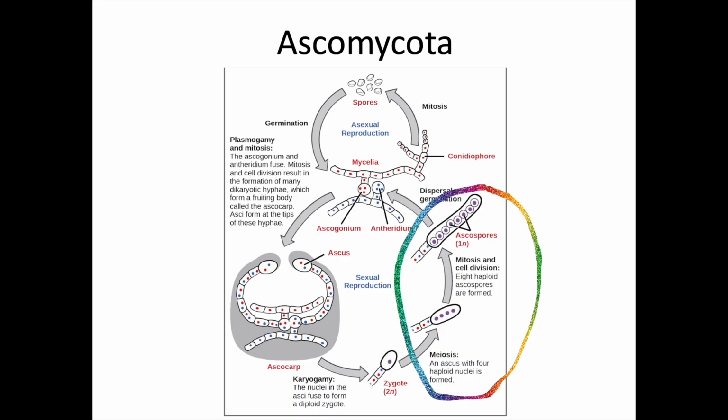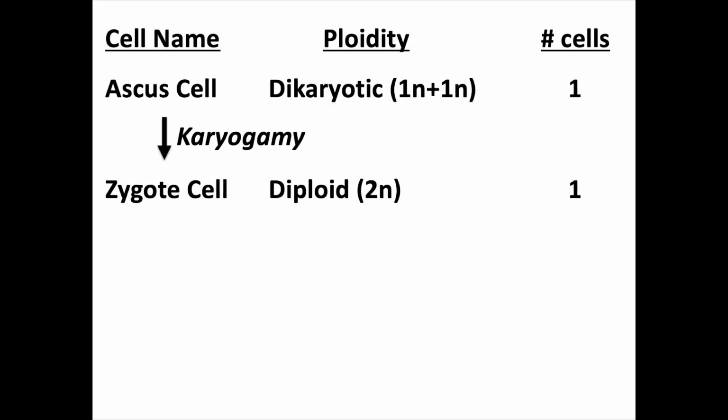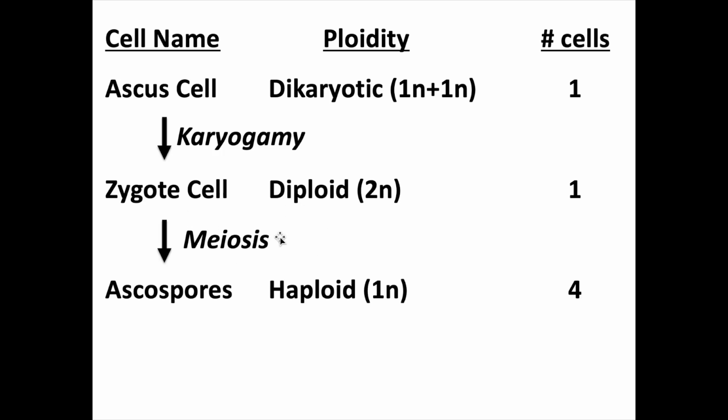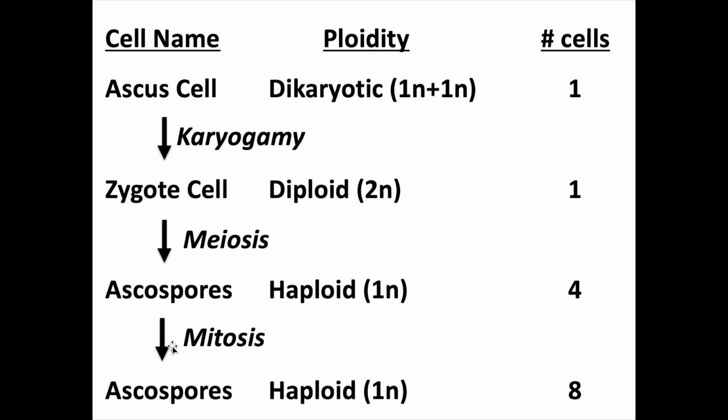If you're getting lost in the math here, it's a lot simpler than it sounds. The ascus cell is dikaryotic. 1n + 1n is a way to do it. 2 haploid nuclei. Karyogamy is 1 + 1 = 2. We go to a zygote, which is diploid. Then we have meiosis, which goes from 1 diploid cell to 4 haploid cells. Then we have mitotic division, where we go from 4 haploid spores to a total of 8 haploid spores.